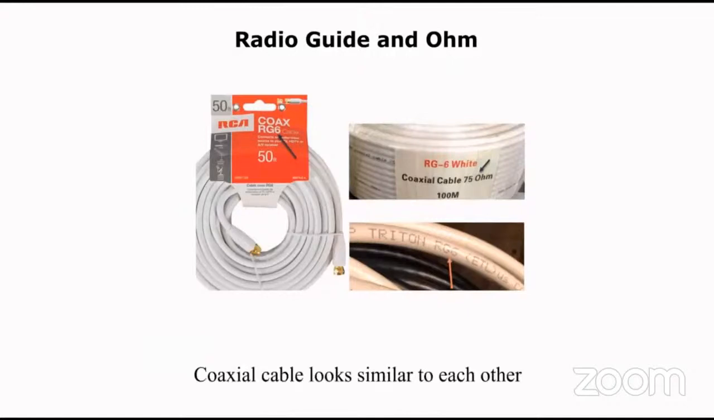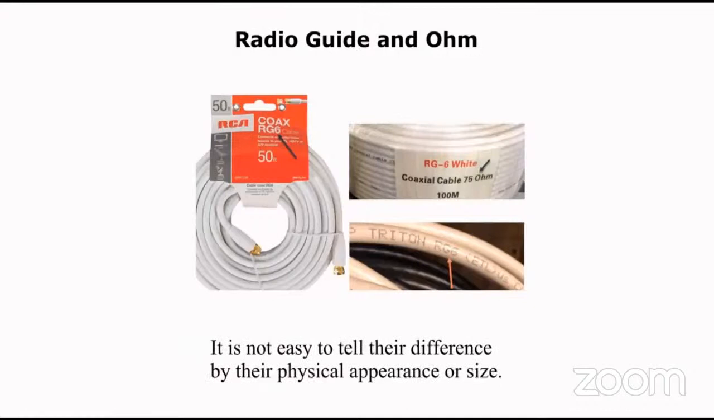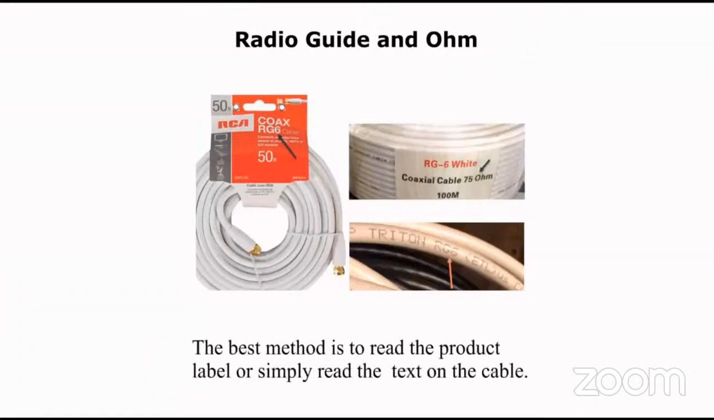Coax cables look similar to each other. It is not easy to tell their difference by their physical appearance or size. The best method is to read the product label or simply the text on the cable.